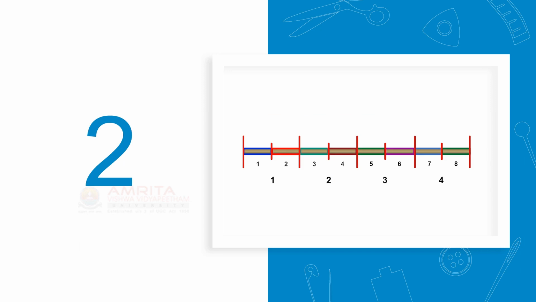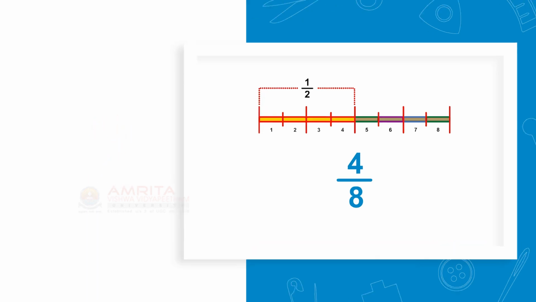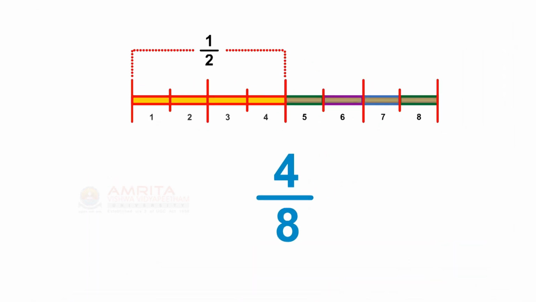If we were to divide an object into 8 equal parts, selecting 2 parts out of 8 will give us the fraction as 2 by 8. Selecting 3 parts will give us the fraction as 3 by 8. Selecting 4 parts out of 8 will give us the fraction as 4 by 8, and so on. With that, we have come to the end of this session.